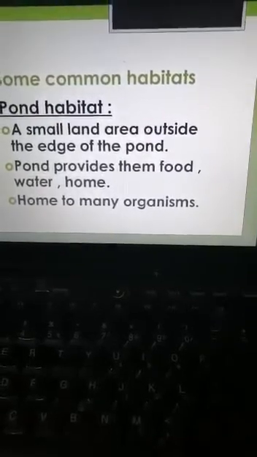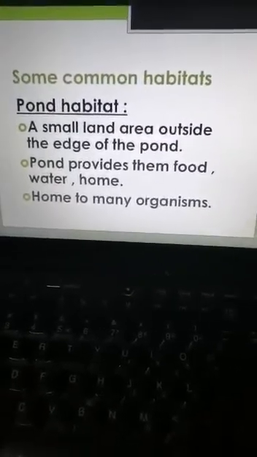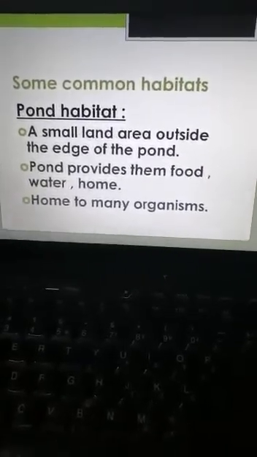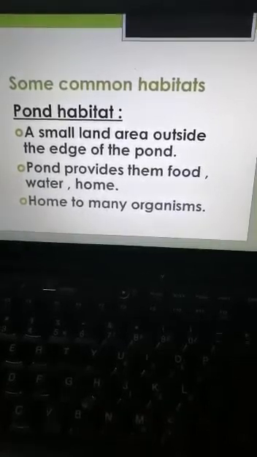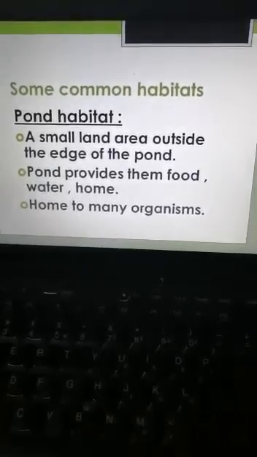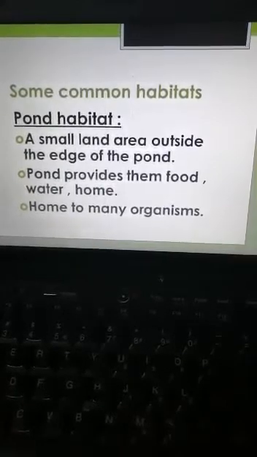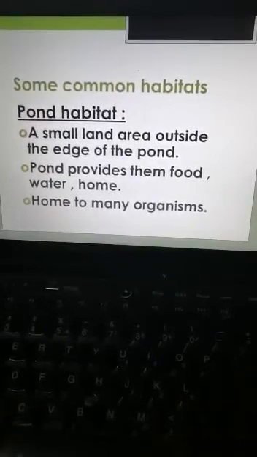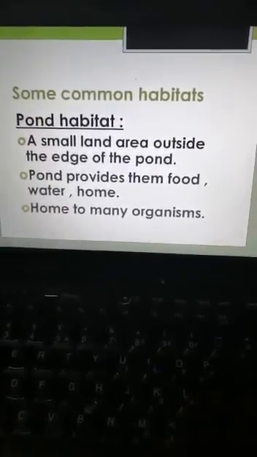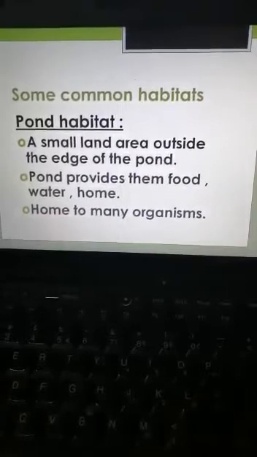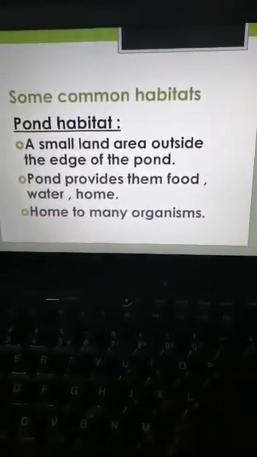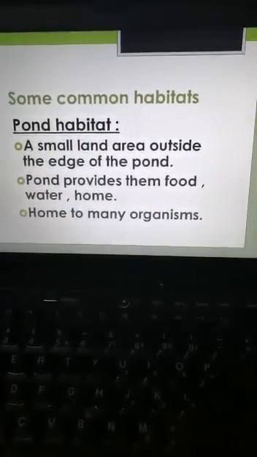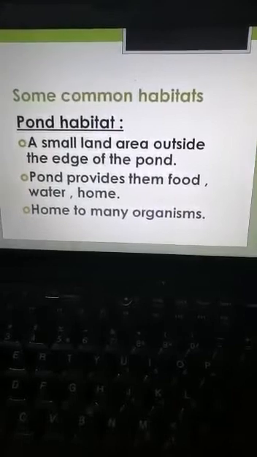Usually people think that a pond is actually small contaminated water or a small still water collection. It's not like that actually. It includes both inside and outside the edge of the pond, animals and plants. If we observe clearly and carefully, we will find that a rich variety of organisms and animals are found, and insects and amphibians are found nearby the pond.